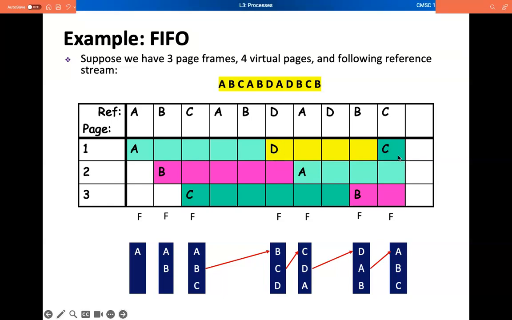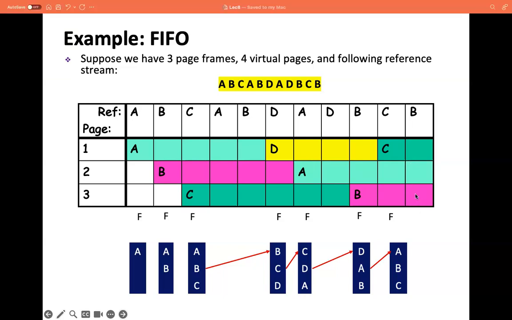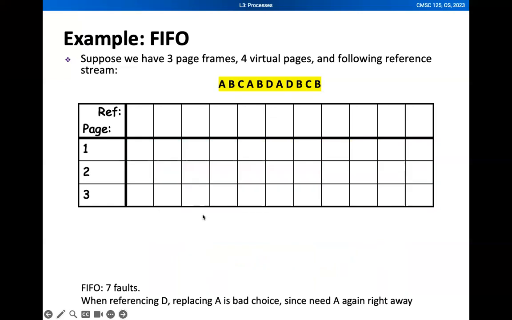And now what we have in the main memory is C, and then B, and then A, wherein A is the first one to be loaded. And then B. So B is already here. So no more page fault. So how many page faults do we have? We have 7 page faults.